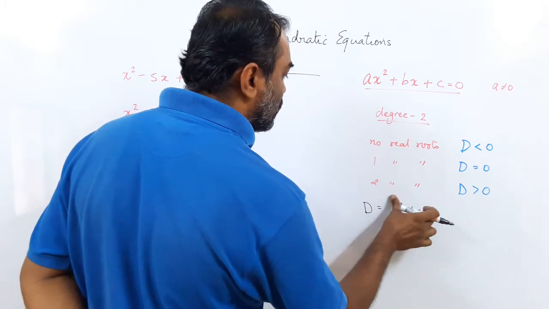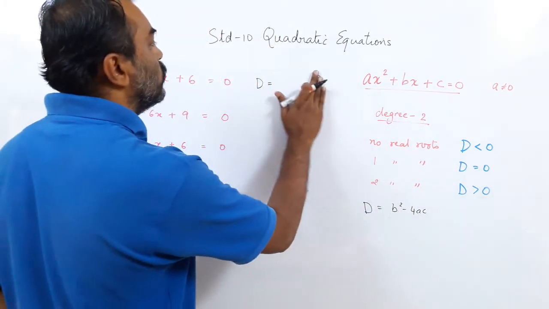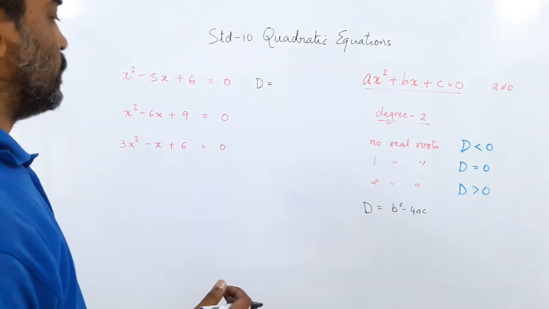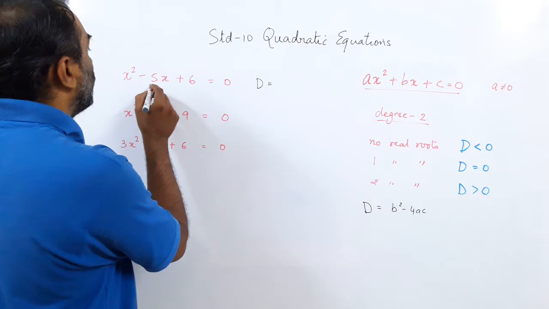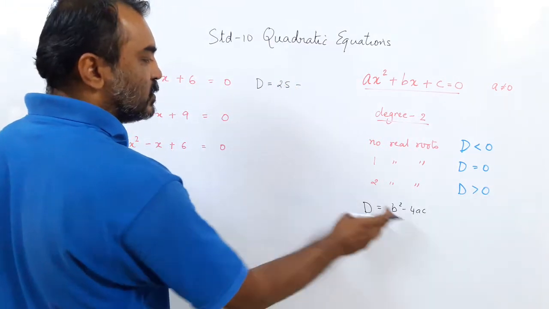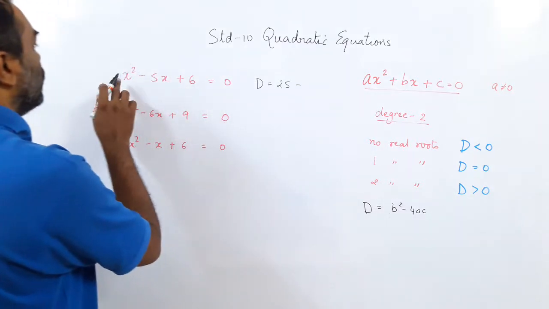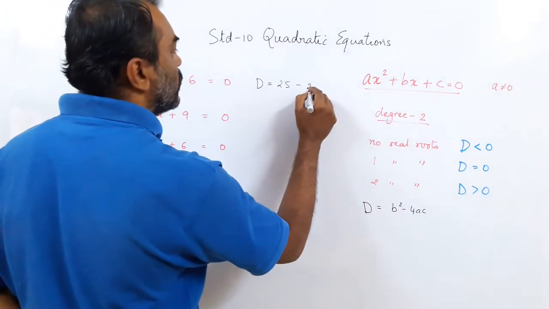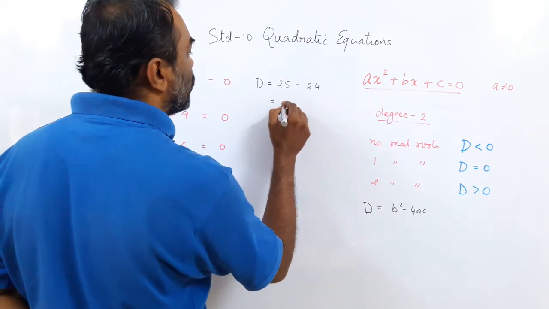Not the square root, we will see the square root later on. The D is only equal to b square minus 4ac. The square root I will tell you in later chapters. b square, what is b? Minus 5. So minus 5 square is 25 minus 4ac. A is 1, C is 4. So 1 sixes are 6, 4 sixes are 24. So you get 25 minus 24 equal to 1.